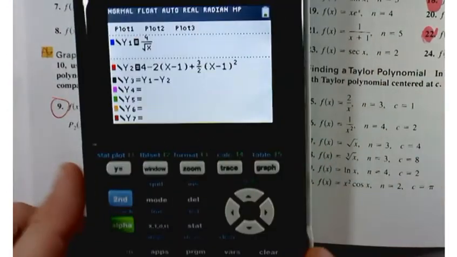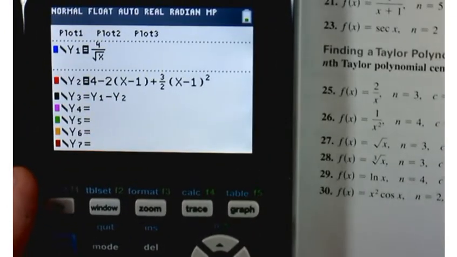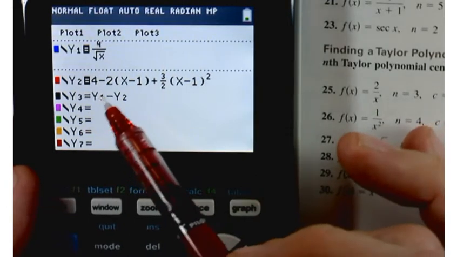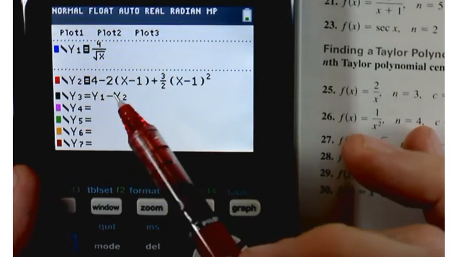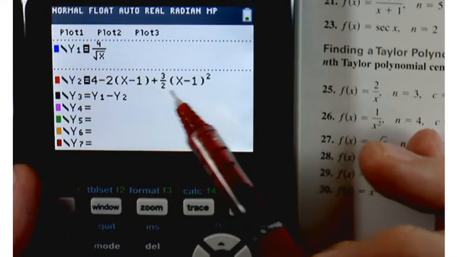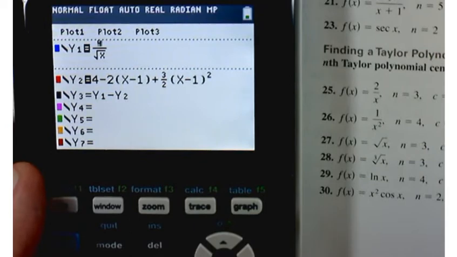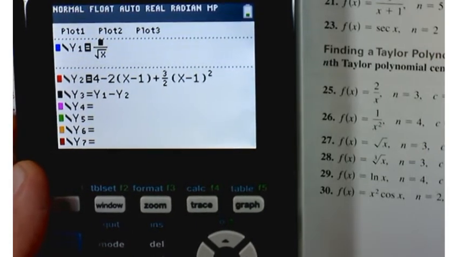So in y1, I'm going to put 4 over the square root of x. And in y2, I'm going to put that polynomial 4 minus 2 times (x minus 1) plus 3 halves times (x minus 1) squared. You don't have to worry about what's in y3 yet. We'll do that together.